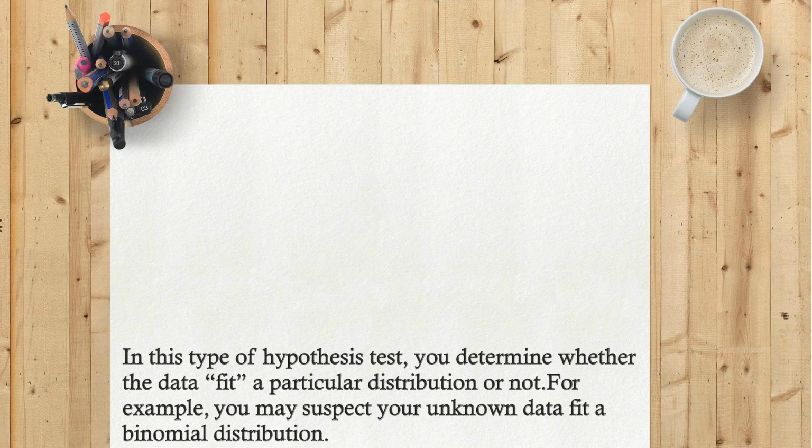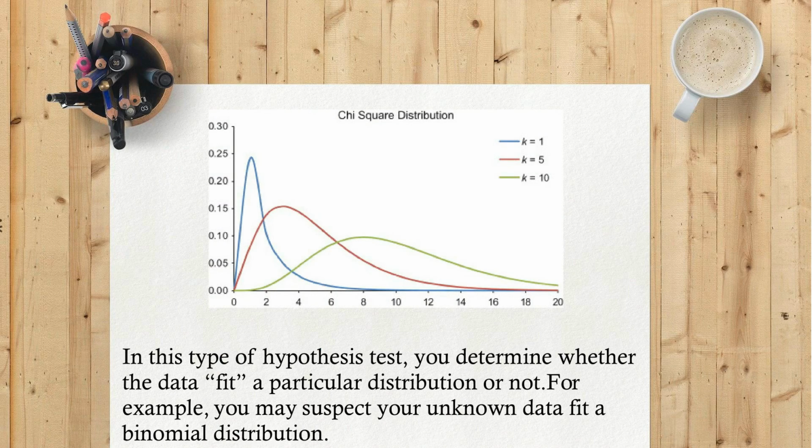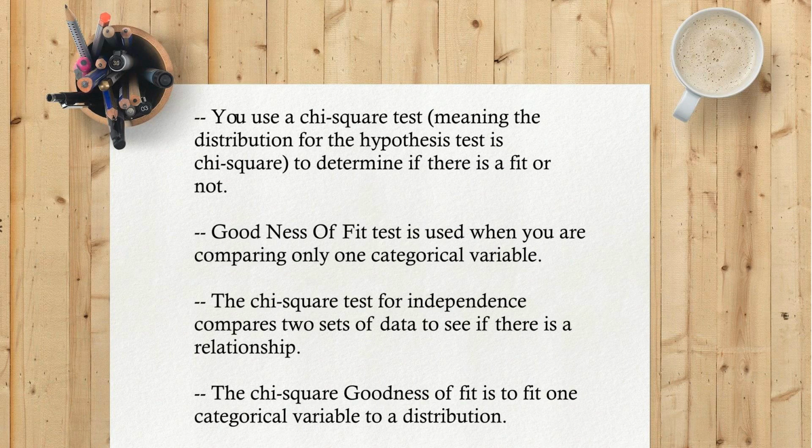In this type of hypothesis test, you determine whether the data fit a particular distribution or not. For example, you may suspect your unknown data fit a binomial distribution. You use a chi-square test, meaning the distribution for the hypothesis test is chi-square, to determine if there is a fit or not. Goodness of fit test is used when you are comparing only one categorical variable.